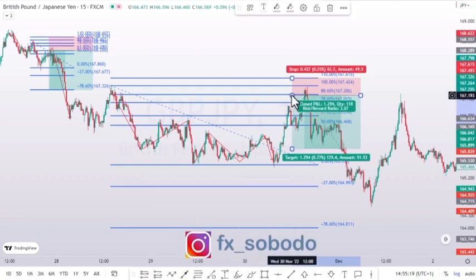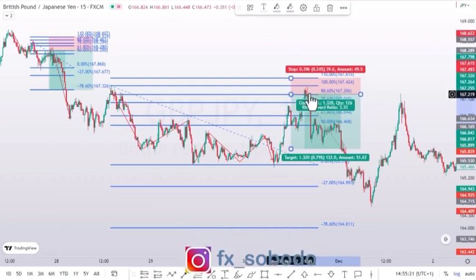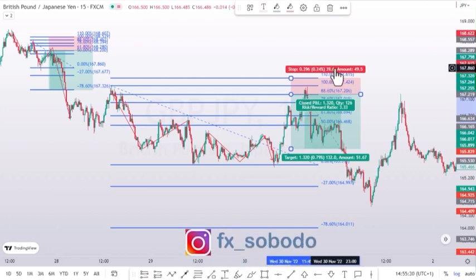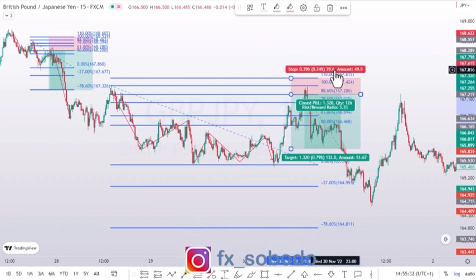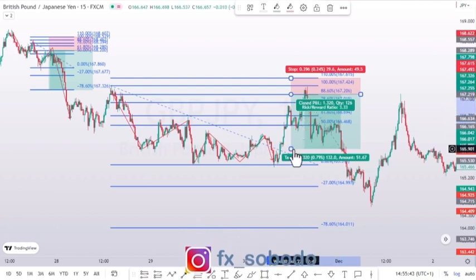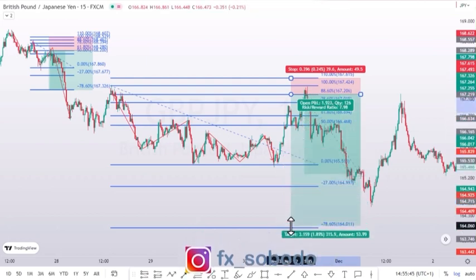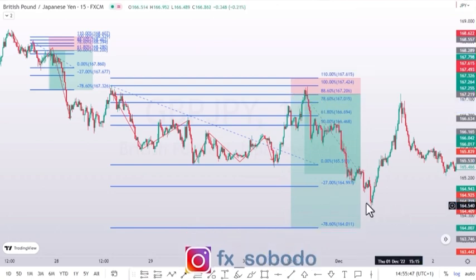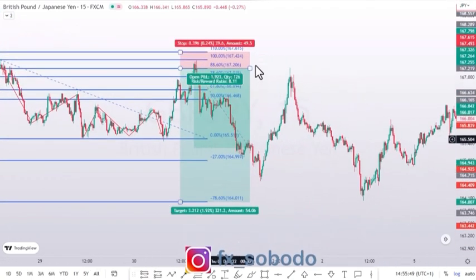Or if you were to place a sell limit at 88.6, then remember your stop loss is 390 points. The amount of money you are willing to risk, divide by 390, equals the position size you are to enter in this trade. And as usual, this is our target.